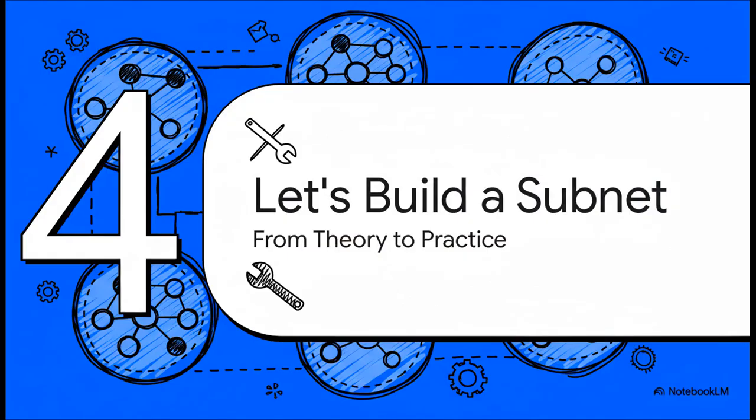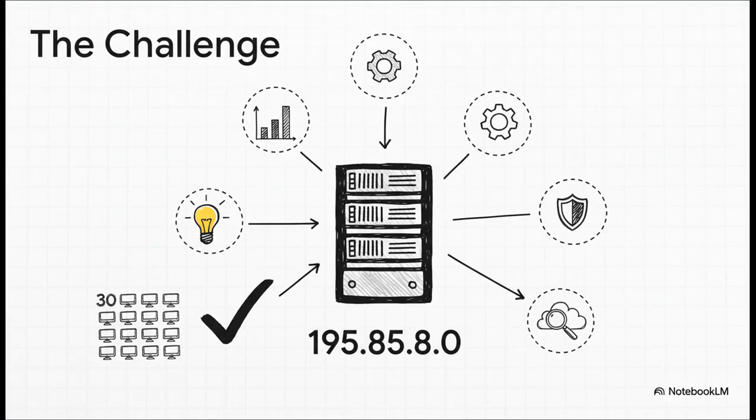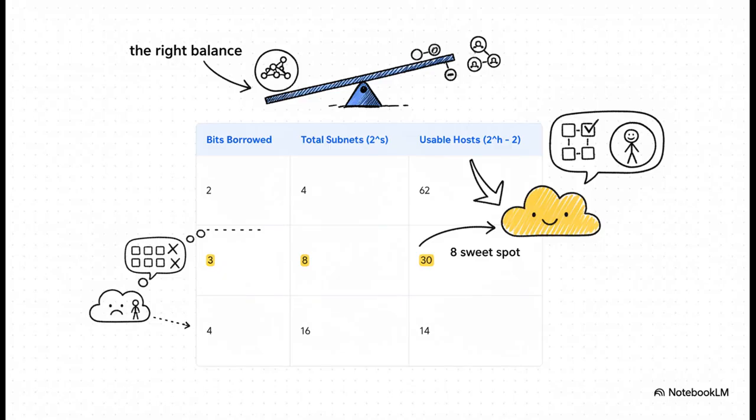Okay, theory is great and all, but the best way to really get a feel for this stuff is to just build one from the ground up. So let's walk through a totally real-world example. So here's our mission. We've been handed a single block of network addresses. Our job is to carve it up to create at least 6 separate private networks for different departments, sales, marketing, IT, all of them. Oh, and each of those new little networks needs to have enough room for at least 30 computers. It all comes down to finding that perfect balance, that sweet spot.